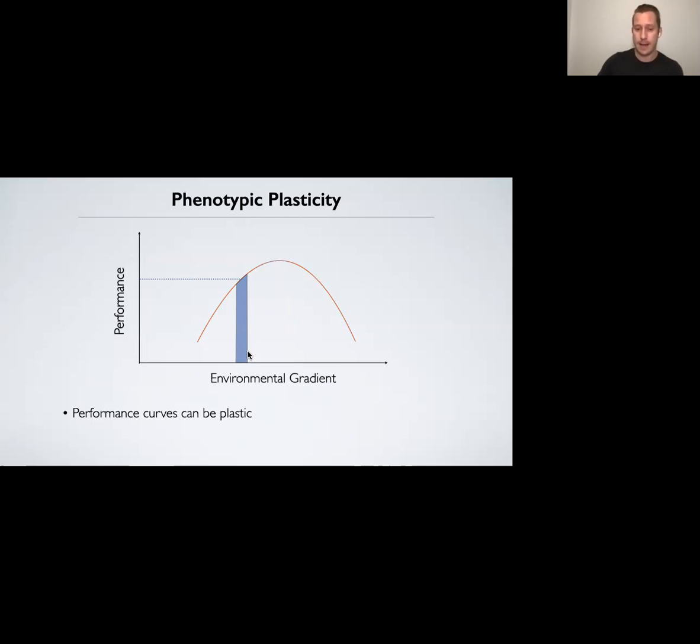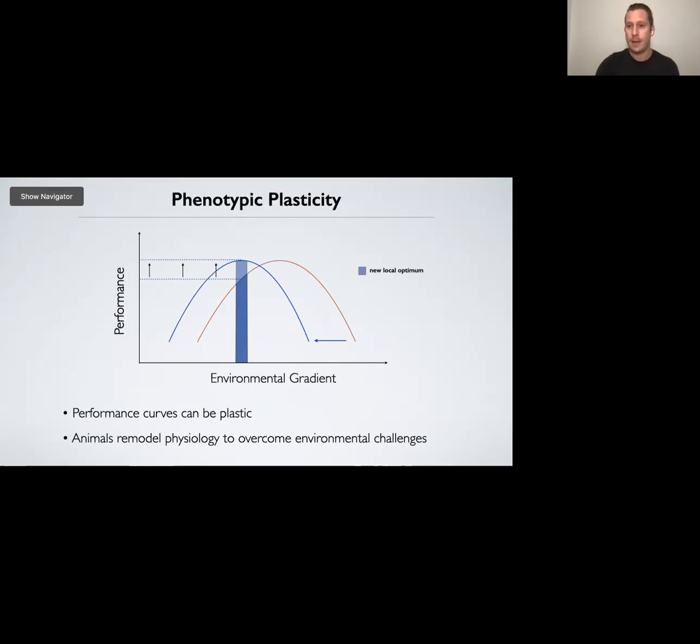That being said, in many animals, performance curves can be plastic. Animals can remodel their physiology, and this allows them to overcome these changes in their environment. As you can see in the figure, this is represented by a shift in the thermal performance curve. It's shifted leftward here to optimize performance to this new environmental temperature. Essentially, we can think about plasticity as a flexibility, where physiology can be remodeled in response to the environment. Often these changes are beneficial to performance, in which case they are termed adaptive plasticity. For the remainder of today's talk, when I mention plasticity generally, I'm specifically referring to adaptive plasticity.